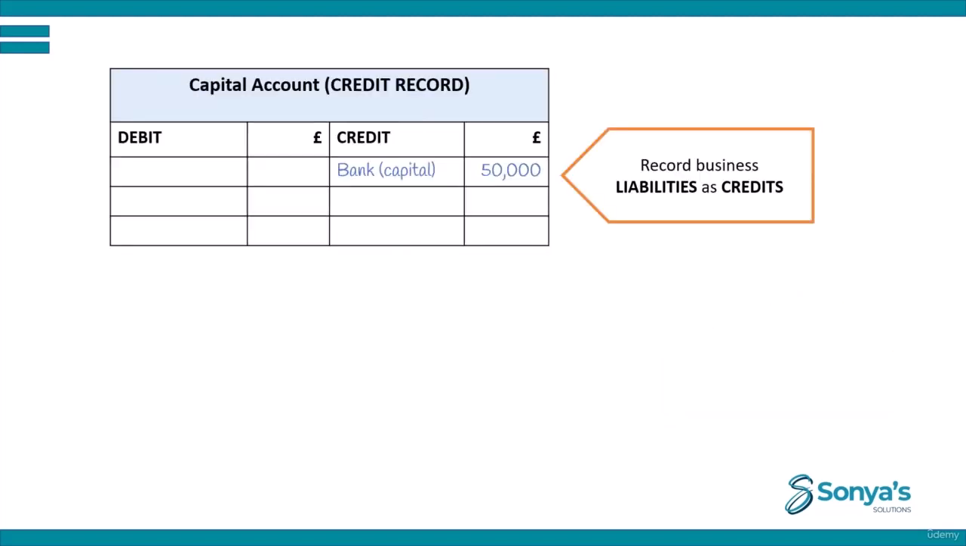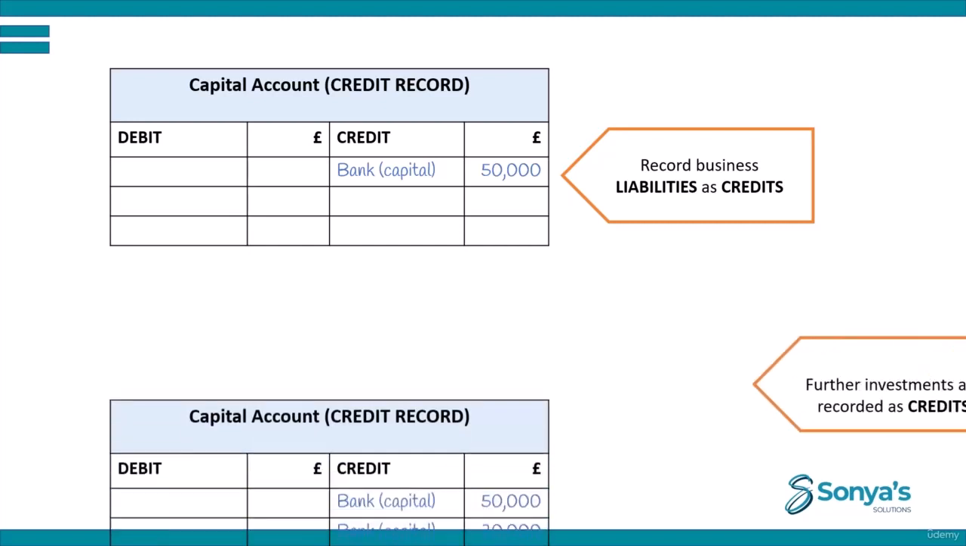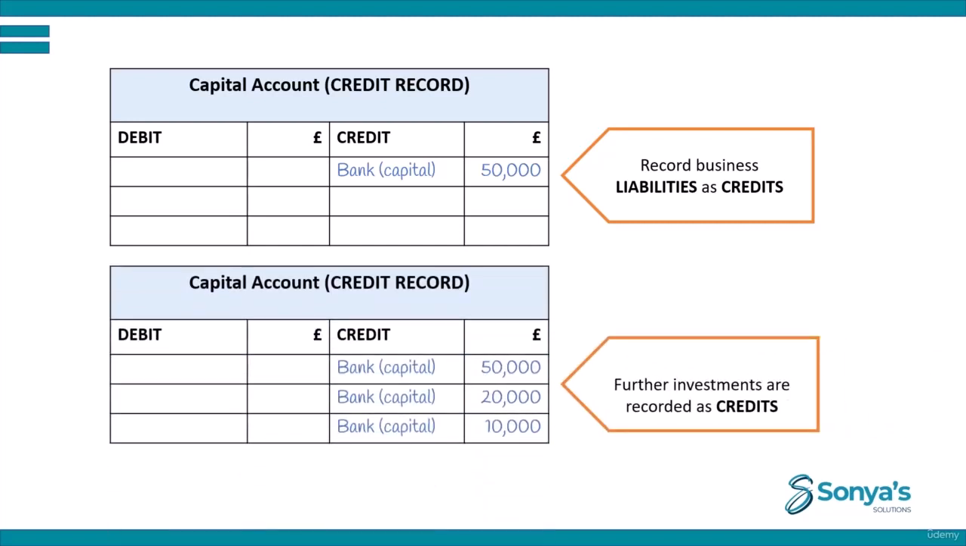The capital you introduced is recorded in the capital account as a credit. Further investments are also recorded as credits. To calculate the total amount invested, we add up all the credit entries. Recording it in the liability account shows the readers of the Statement of Financial Position that £80,000 is owed to you or other investors.